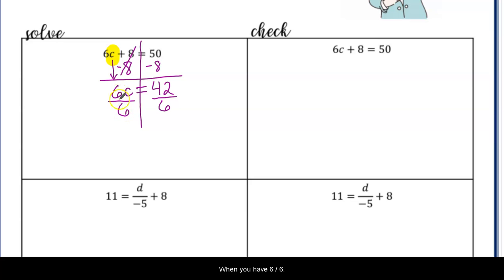When you have 6 divided by 6, you get 1. So if I undo multiplication by dividing by 6, I'm getting back to 1c. So 6 divided by 6 is 1, so I have 1c. And then 42 divided by 6 is 7. I've isolated my variable. It does say 1, but when I have 1c, what I really have is just c. So my answer here is going to be 7.